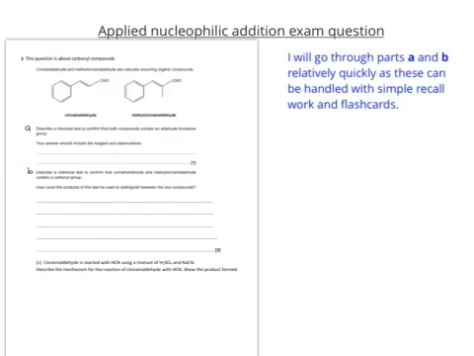So looking at the question, the first two parts are fairly straightforward because it's literally just simple recall. The first one asks you to describe a chemical test to confirm that both cinnamaldehyde and methyl cinnamaldehyde contain an aldehyde functional group. When we put this on a test, we found that most people understood that it was Tollens reagent, plus said that if the silver mirror forms, therefore that's a positive confirmation of an aldehyde.